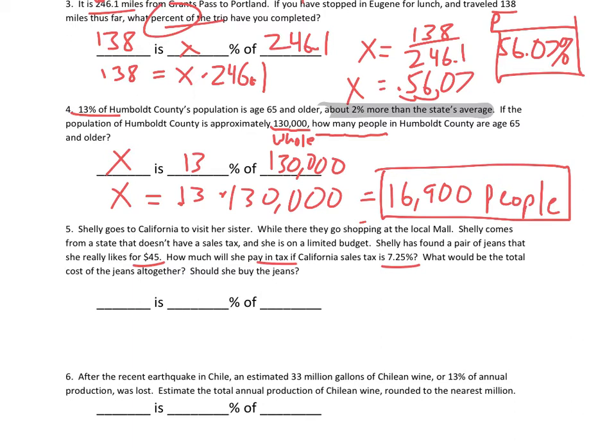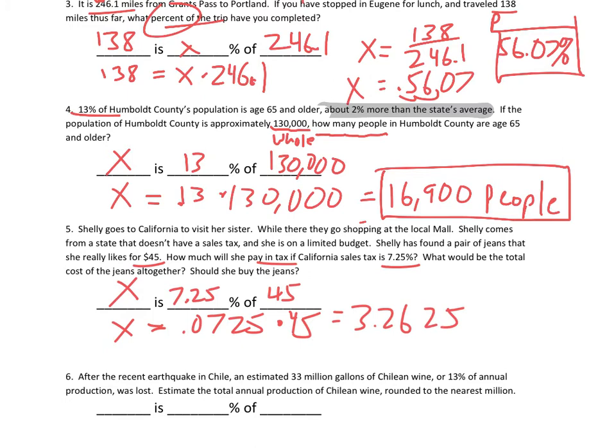All right, so we want to know 7.25% of 45. And we don't know what 7.25% is. That's what we need to find out. X is 7.25% of 45. So is means equal, 0.0725. Remember, we got to move the decimal 2 places. Of means times 45. And we'll use our calculator to figure that out. So that's the tax. So $3.26 tax.